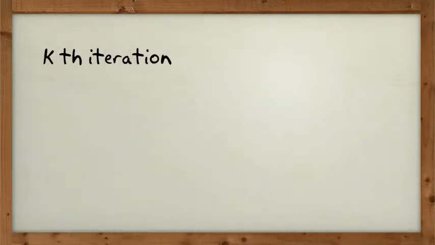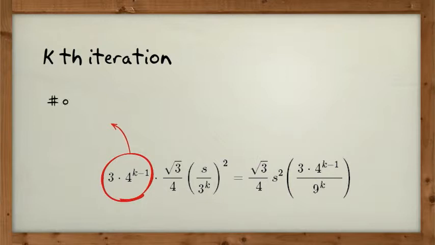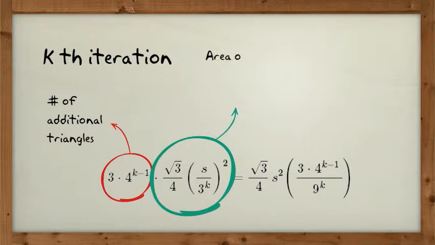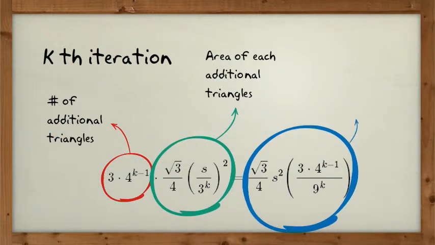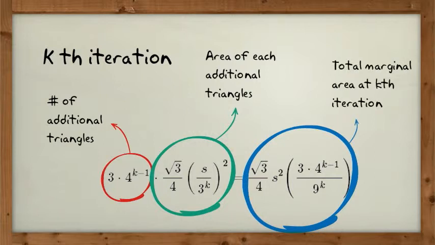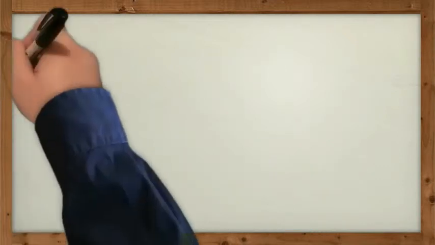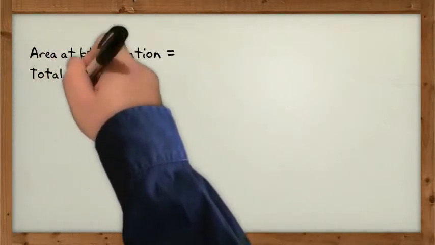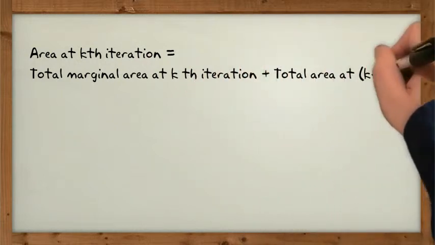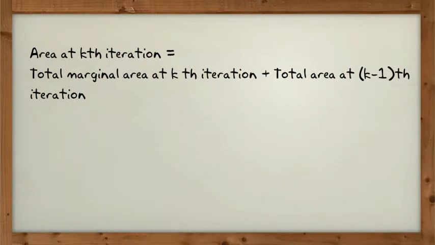By now, the pattern should be clear. The red circle is the number of additional triangles at kth iteration, and the green circle is the area of each additional triangle at kth iteration. The blue circle is the total area of the additional triangles at kth iteration. This means that in order to get the area at kth iteration, we must add total marginal area at kth iteration to the total area at k minus 1th iteration. Hence, after n iterations, we get the area to be the following.